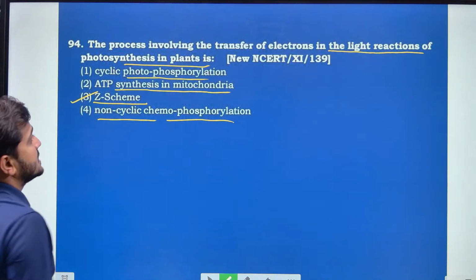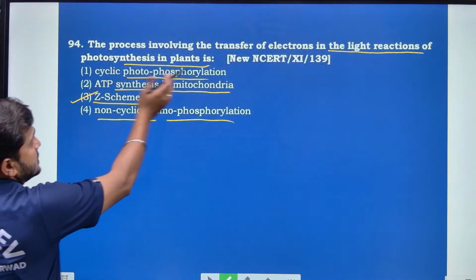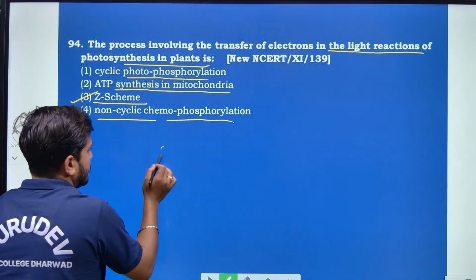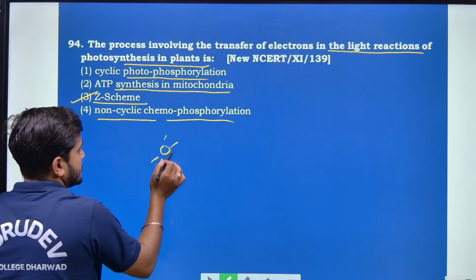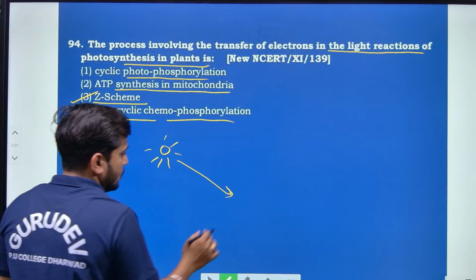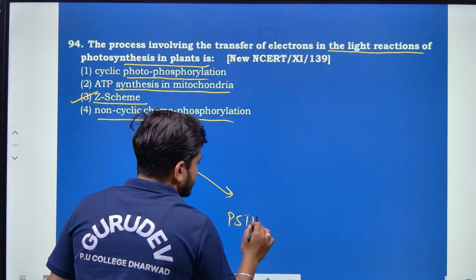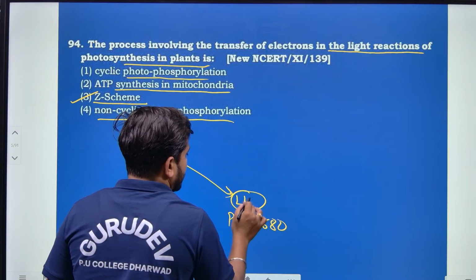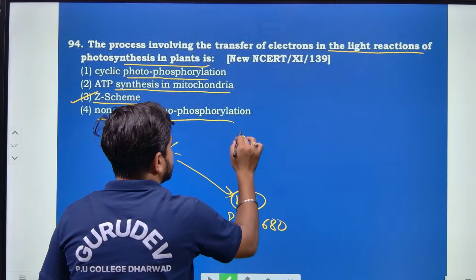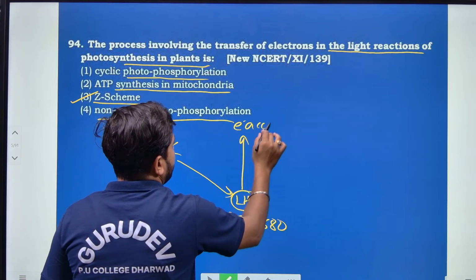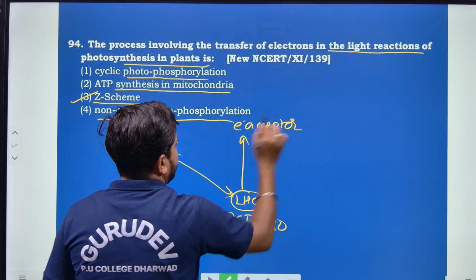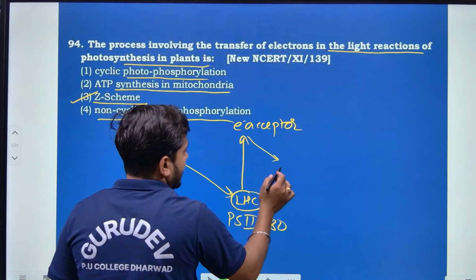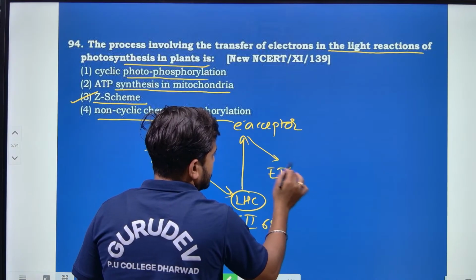With respect to the Z scheme, whatever the process involving the transfer of electrons in a light reaction, how it takes place in photosynthesis: the sunlight will fall onto the PS2 system, that is of 680 nanometer, which will absorb light, and it has the light harvesting complex. Then it releases an electron, and that electron will go to the electron acceptor. Then the electron acceptor gets reduced and releases the electrons into the electron transport system.